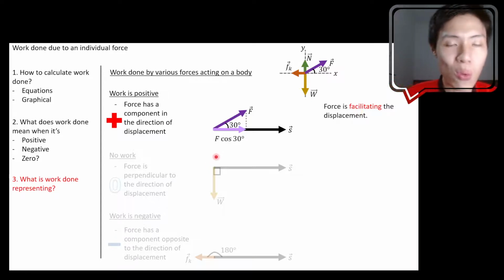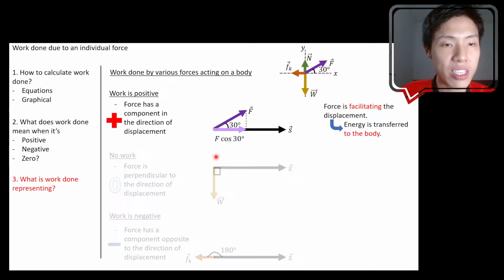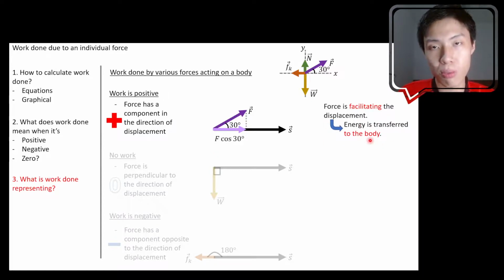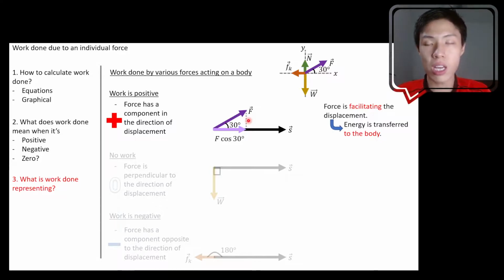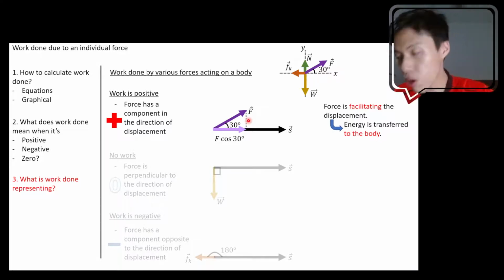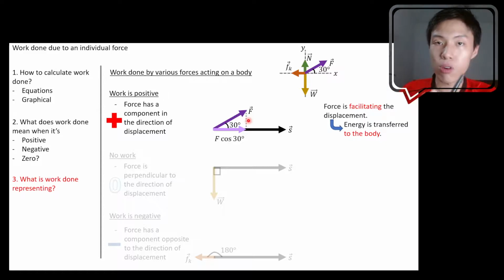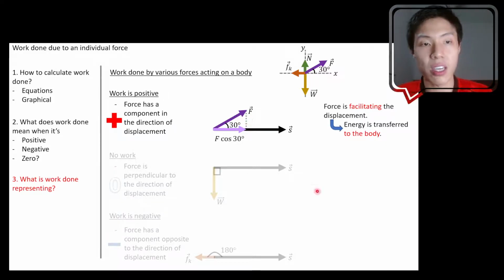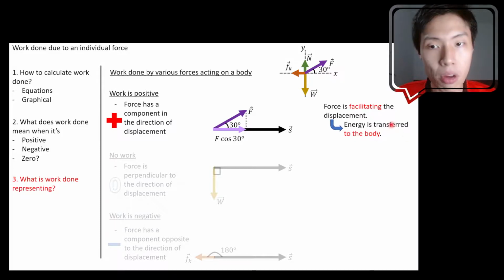Okay, so what do we mean by facilitating? In an energy way of explaining things, energy is transferred to the body. Let's say this force here is exerted by me pulling on the block. So the food that I eat, the chemical energy stored in my body, will be transferred and used by me, or supplied to the body, to cause the body to move. So energy is supplied to the body.